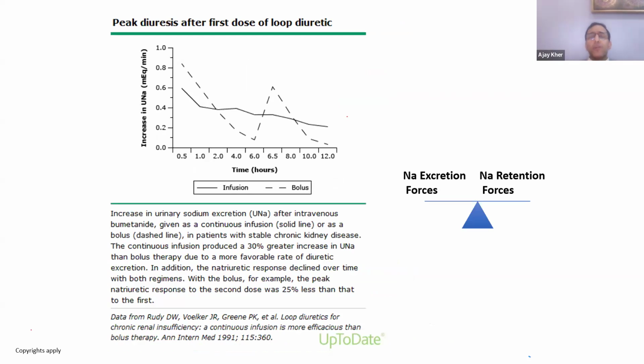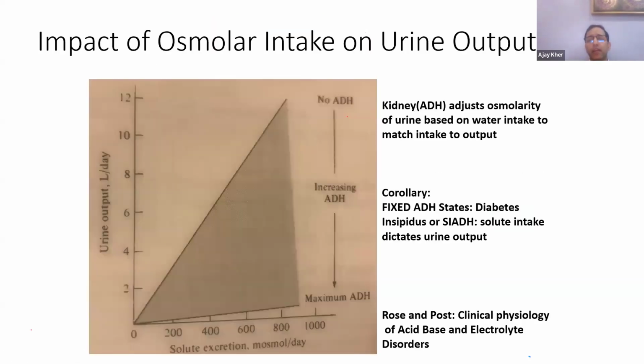The same is true for loop diuretics when you give bolus dosing or infusions. So this black line is an infusion. The bolus dosing are dotted lines. The first dose you give, you're going to get a much higher response. The second dose is going to get you a lower response because now the sodium retention forces are going up. So you were in steady state, you give Lasix, which causes sodium excretion, and that is going to drive your renin-angiotensin-aldosterone system. Your sodium retention forces are going to go up. You're now going to start to retain salt, and you're going to come back into balance.